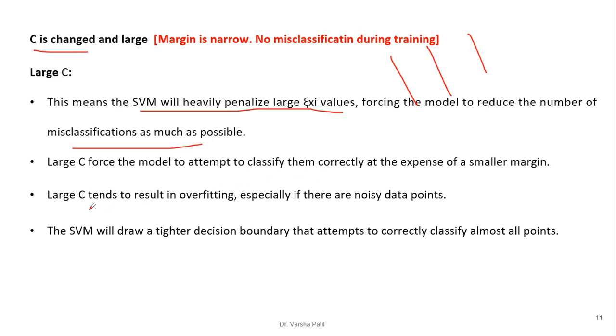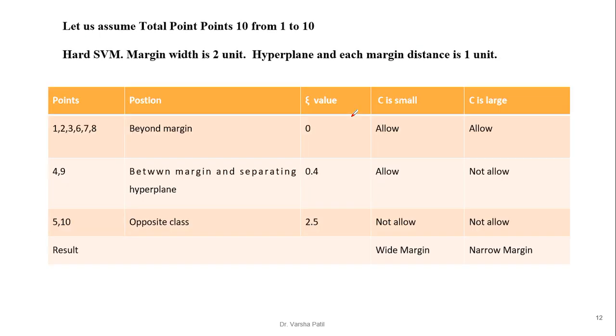Large C tends to result in overfitting, especially if there are noisy data points, because large C tries to reduce the margin between the two classes. SVM will draw a tight decision boundary that attempts to correctly classify almost all points during the training session.